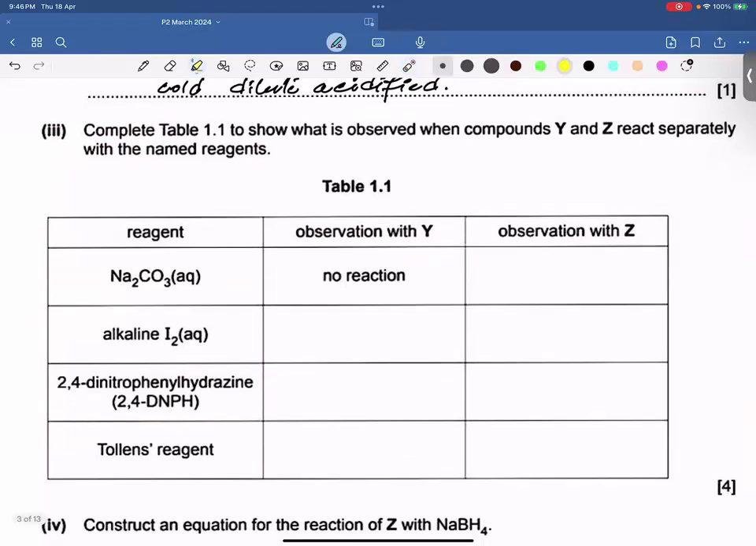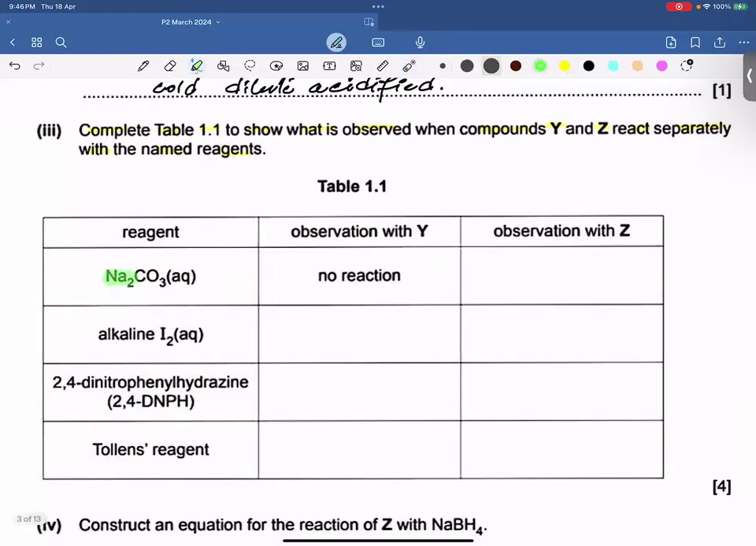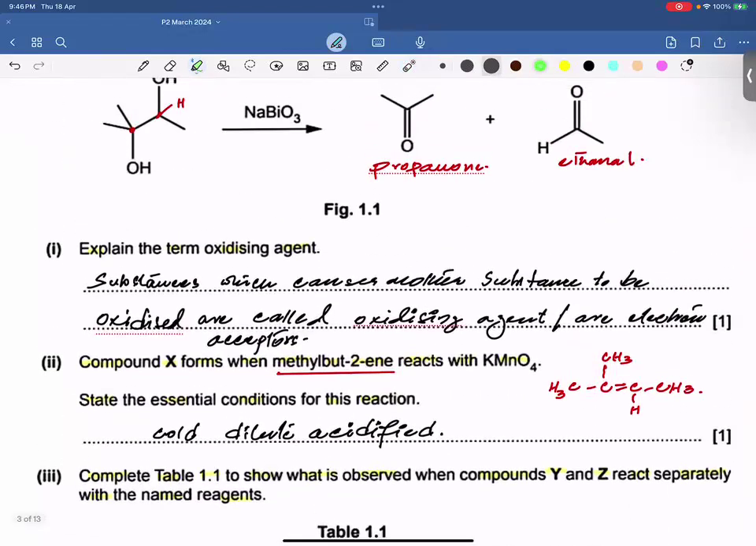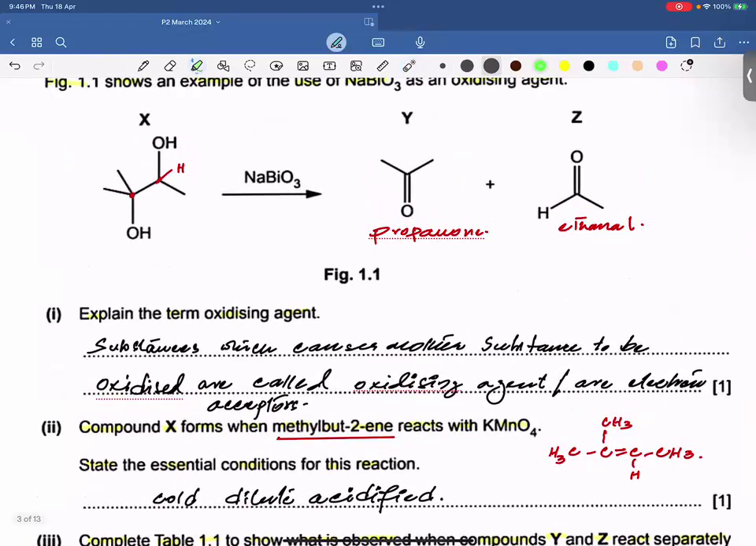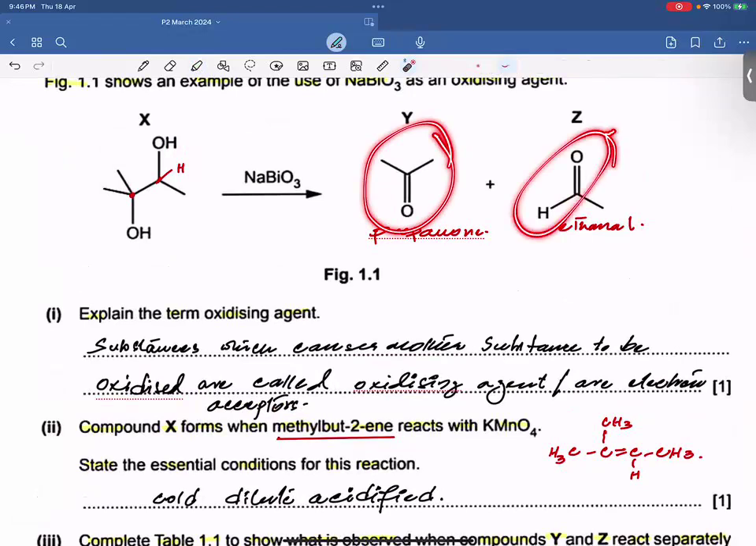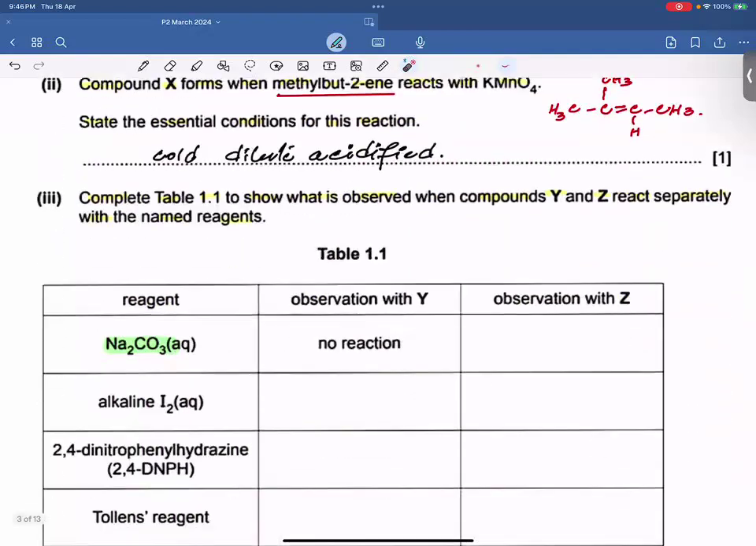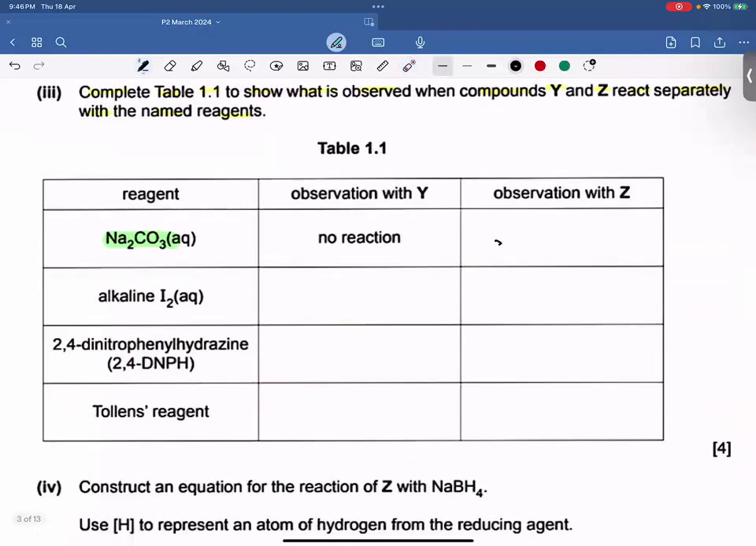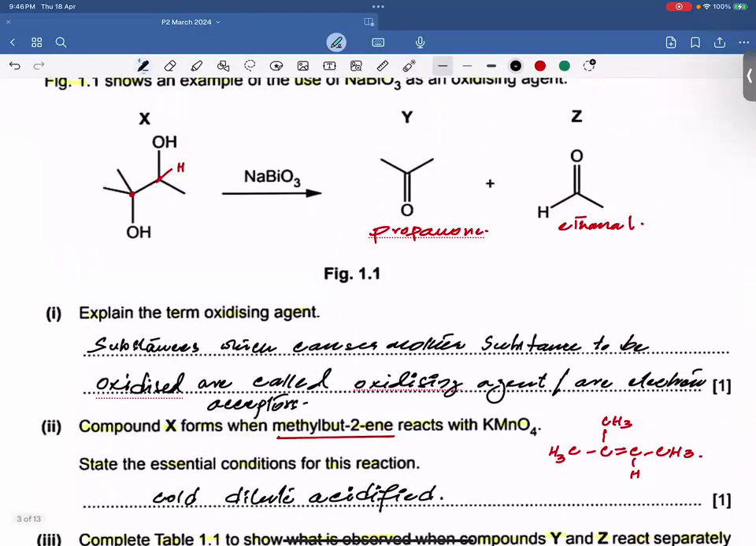All right. Next, complete table 1.1 to show what is observed when compound Y and Z react separately with the named reagent, sodium carbonate. Sodium carbonate can only react with carboxylic acid. Now, this compound has no carboxylic acid functional group. This compound is an aldehyde. It has no carboxylic acid functional group. That means neither Y nor Z reacts with sodium carbonate. So I will write no reaction here. Okay, Y and Z.